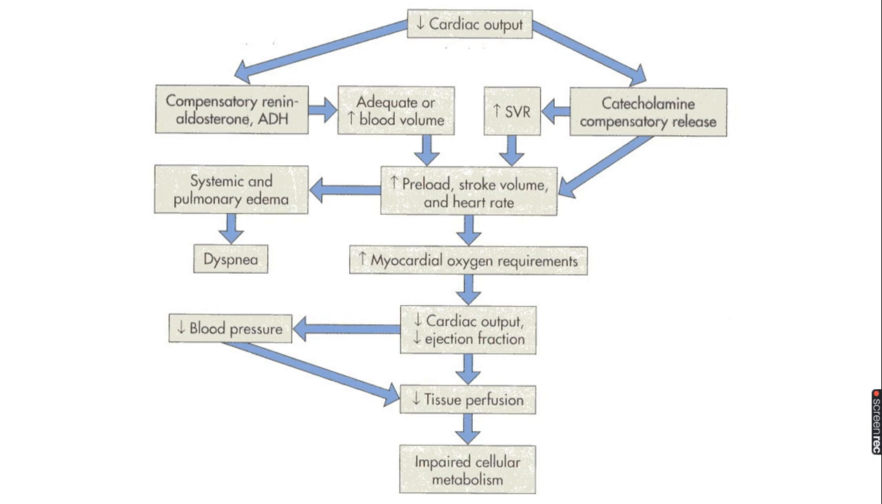So more or less, there's also a vicious cycle happening. The impaired tissue perfusion causes reduced cardiac output and reduced ejection fraction, which further worsens the drop in the blood pressure, thereby exacerbating even more impaired tissue perfusion.